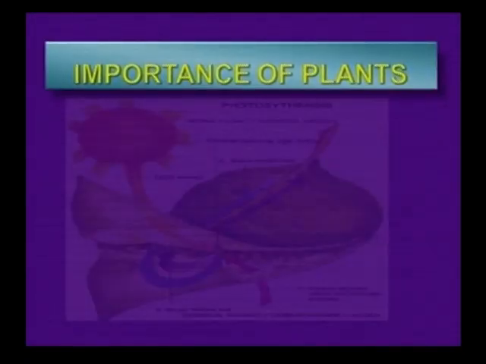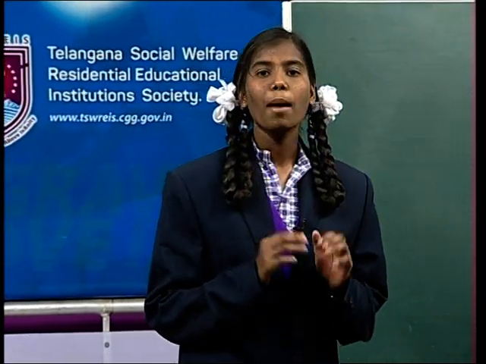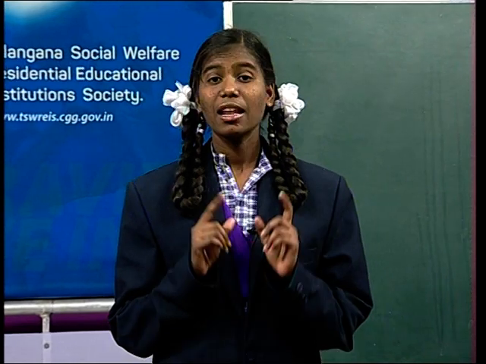See, here is the process of photosynthesis. Here we can see the process of photosynthesis. You know about the cell. So, what is the difference between plant cell and animal cell? Listen carefully, friends. What is the difference between plant cell and animal cell?